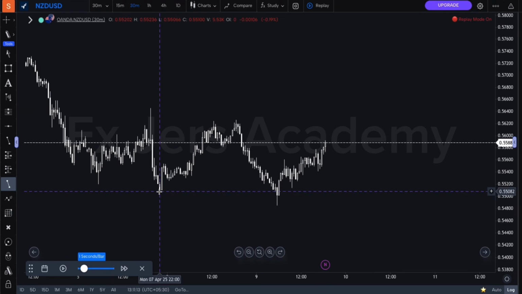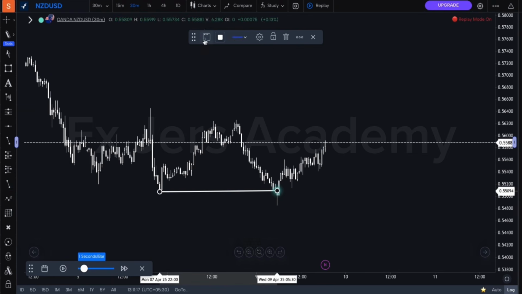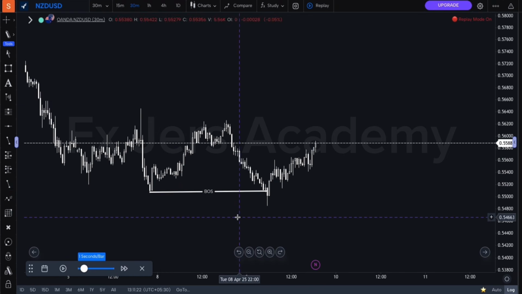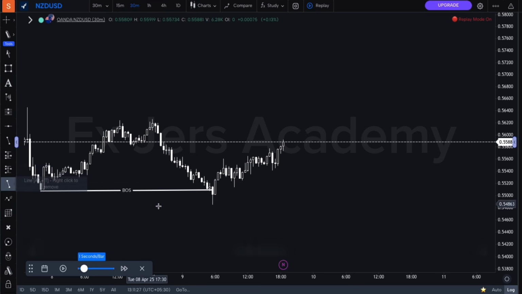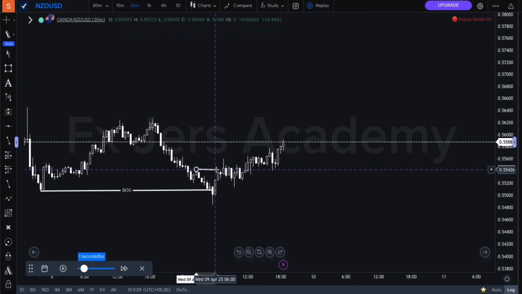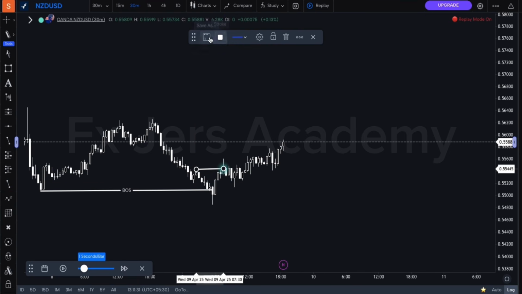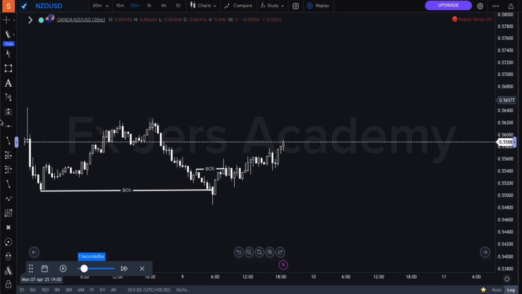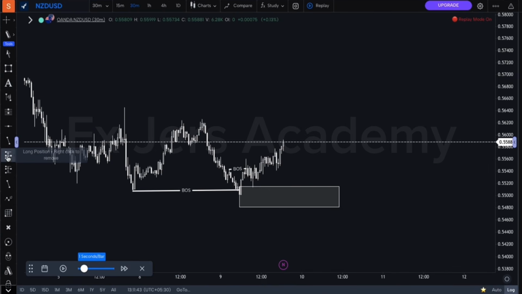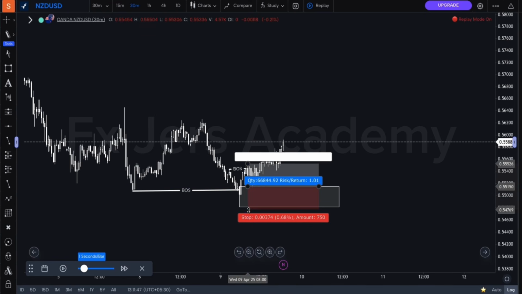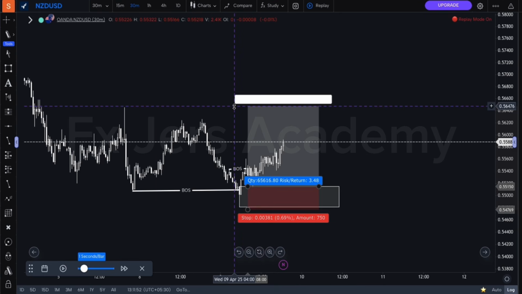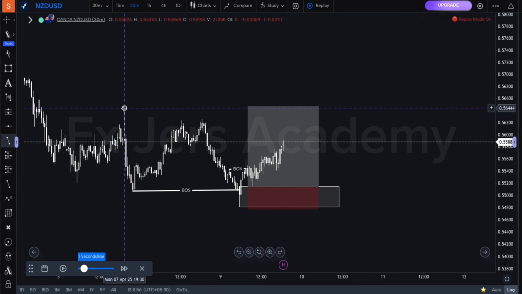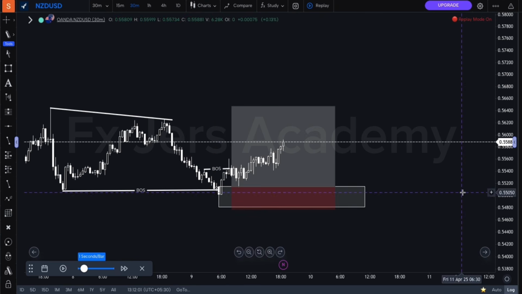Look closely first. I highlighted the break in structure to the downside, showing a short-term bearish move. Then, by zooming in, we saw an internal break in structure to the upside, indicating a possible shift in momentum. I marked a fresh demand zone just below that structure shift. That's where I placed my entry. Then I highlighted buy-side liquidity above, which would be our take profit.